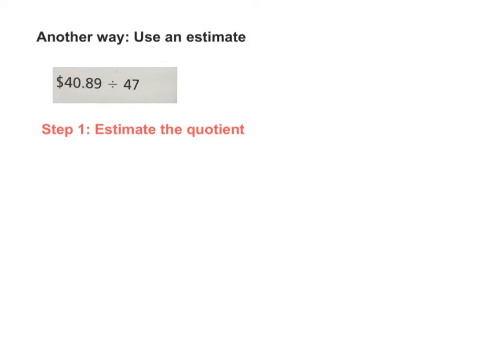You could also use what you know about estimating to help you divide decimals by whole numbers, okay? So let's say we have $40.89 and we want to share it equally amongst 47 people. So we would do $40.89 divided by 47.